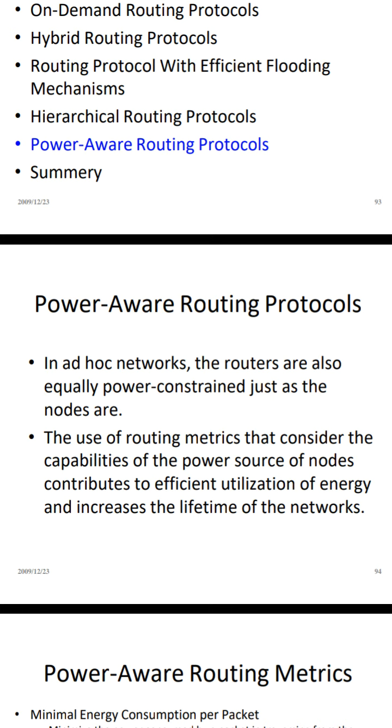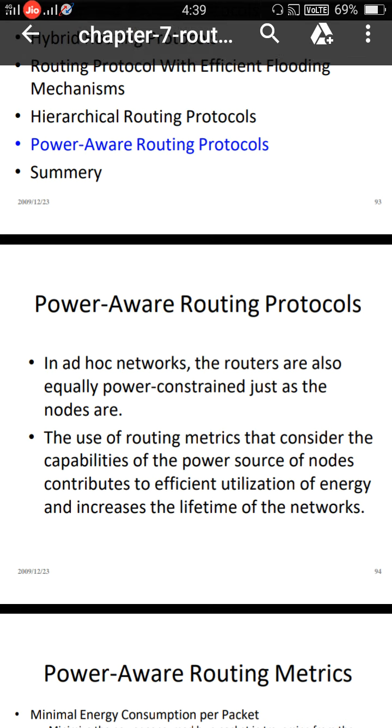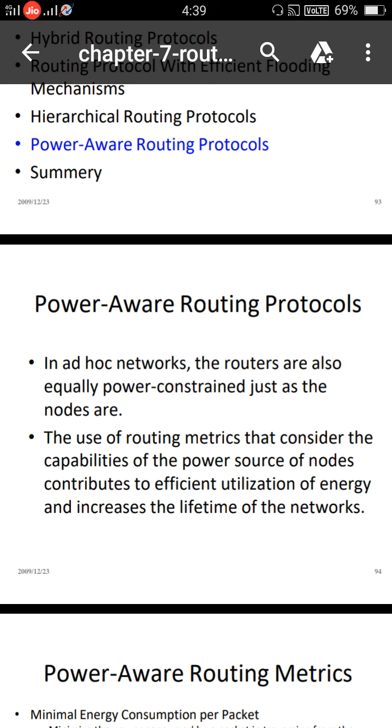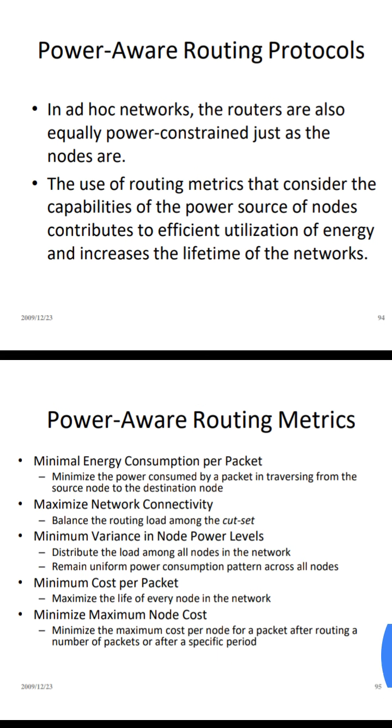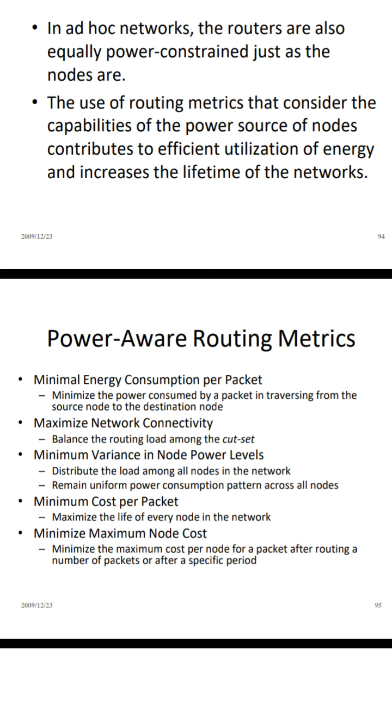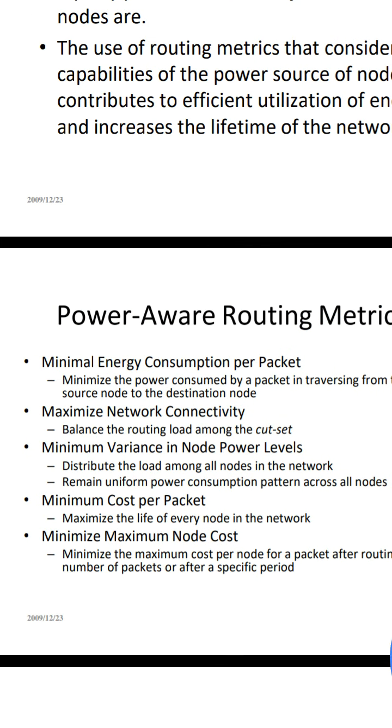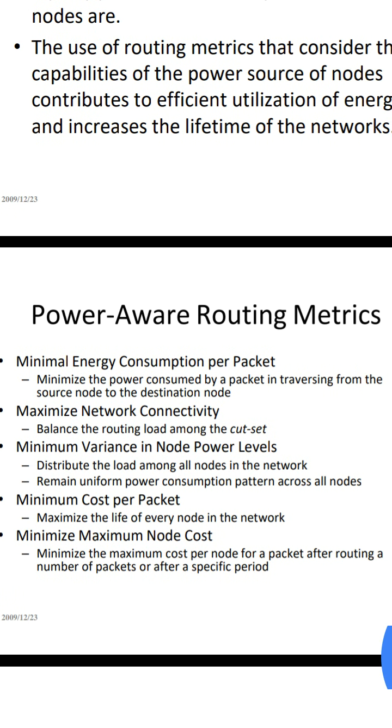Whatever routes we select, the particular route should have a low amount of power consumption, so based on the power we can select the paths in power aware routing protocols. The first one is the power aware routing metrics: how to calculate the corresponding power. There are several ways to measure power, the first being minimal energy consumption per packet, that is, minimize the power consumed by a packet in traveling from a source node to a destination node.